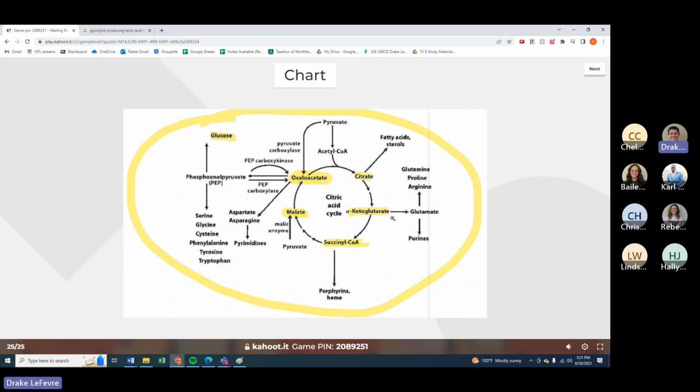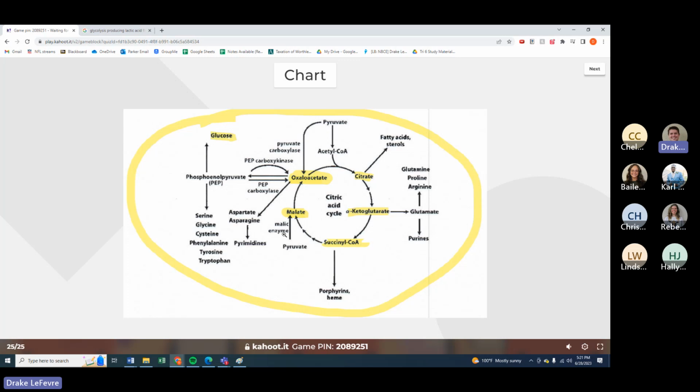Alpha ketoglutarate can be broken down to produce glutamate, from which we can get glutamine, proline, arginine, as well as our purines. Purines are used to make DNA. Succinyl-CoA can be used to make porphyrins and produce heme.